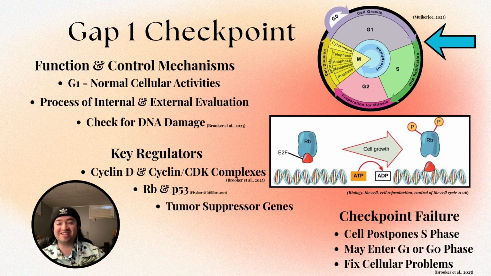Okay, so now if the cell has identified any DNA damage or any other environmental factors that it doesn't like, it will prevent the formation of these cyclin and CDK complexes and stop the advancement of the cell cycle, meaning the cell will postpone S phase, and may re-enter the G1 phase or return to G0 phase and potentially never divide again. The cell can also address some of these problems that prevented its progression and fix any damaged chromosome or cellular feature like an abnormal organelle in order to later pass through the checkpoint and enter the S phase.